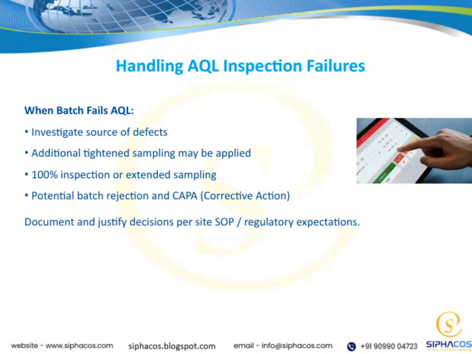When a batch fails an AQL inspection, the first step is to investigate the source of the defects. This helps us understand whether the issues are isolated or systemic. Based on what we find, we might apply additional tightened sampling to get a clearer picture of the batch quality. Sometimes, we may need to perform a 100% inspection or extend the sampling size to ensure we're capturing all defects effectively. In more serious cases, a batch might be rejected altogether, and we would initiate CAPA, which stands for Corrective Action and Preventive Action. This is critical to prevent future failures and improve our processes.